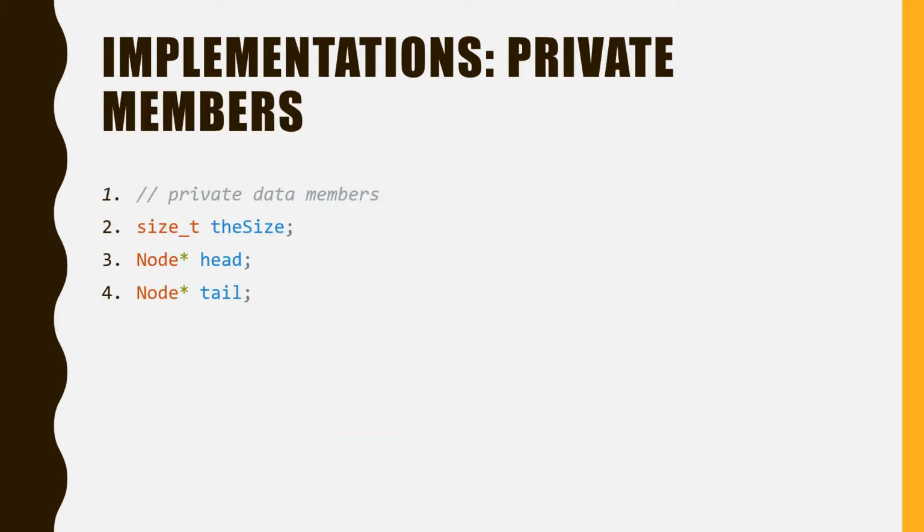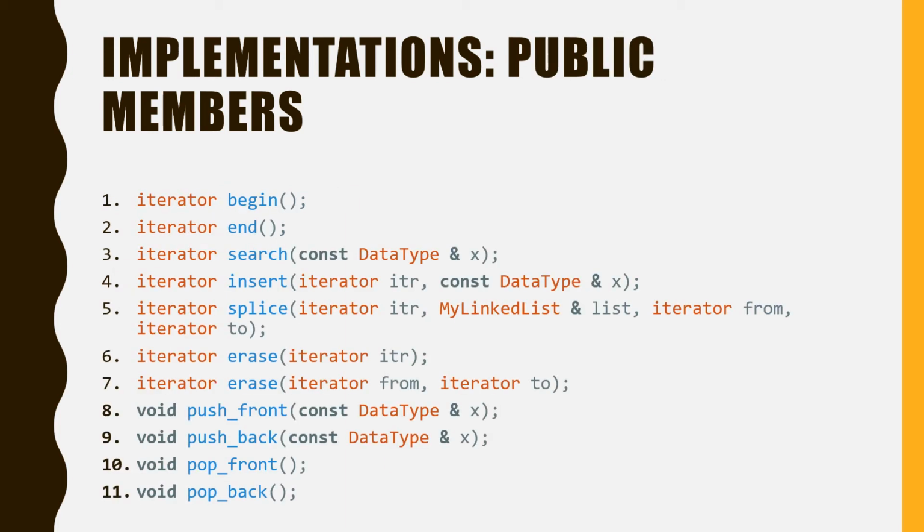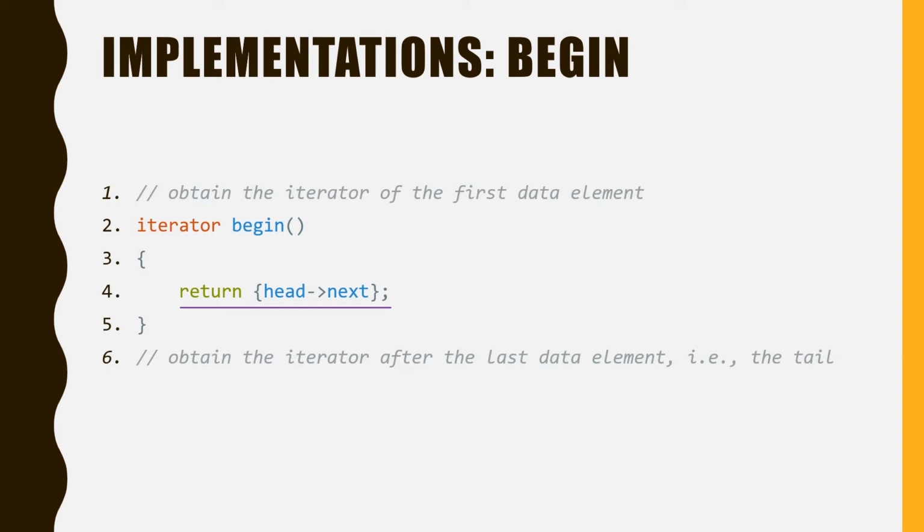In the linked list data structure, we have 3 private data members. The first data member, the size, records the number of data elements. The head and the tail are the pointers of the sentinel nodes. Recall that they do not store any real data elements. We will also implement the set of linked list operations shown here. While the names of the functions should be self-explanatory, we will discuss the input and output for each function in detail later. Let's start with the operations begin and end.